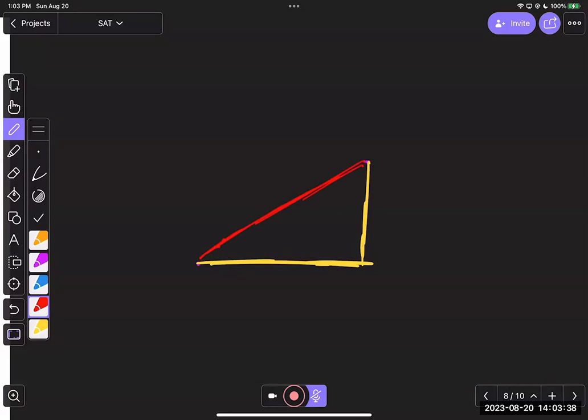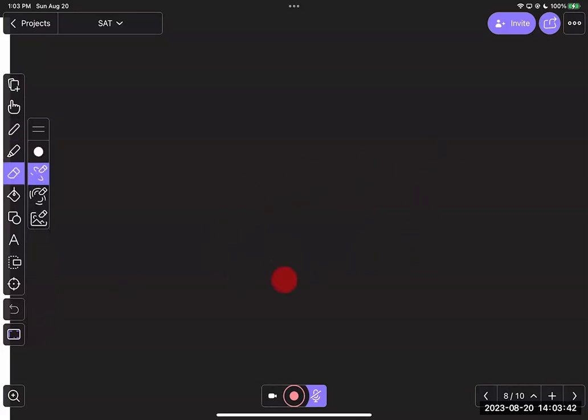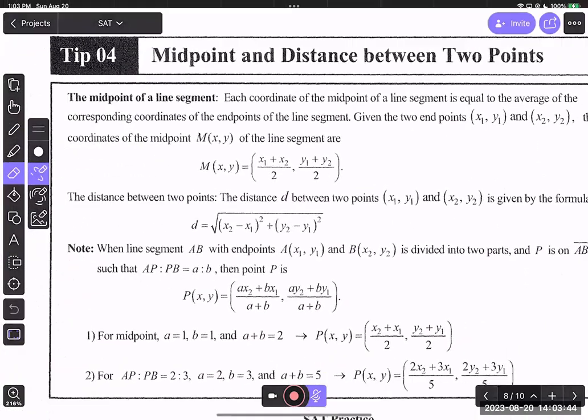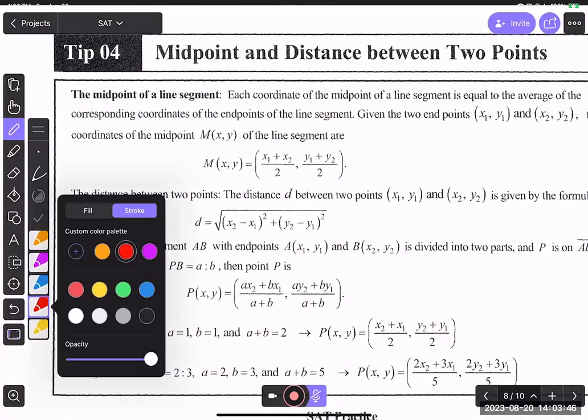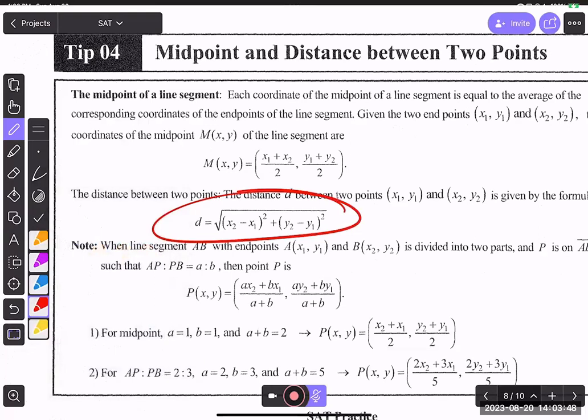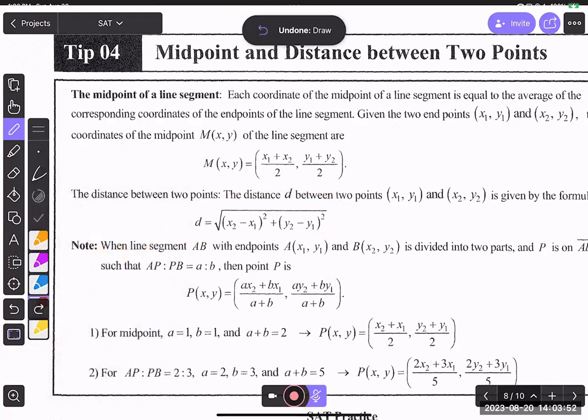So whenever you're being asked for a distance between two points, just think about the right triangles that get made there. I don't like being too dependent on formulas. Don't memorize this formula because you don't need to. Just understand the idea that when you're finding distance between two points, it simply means you're doing a right triangle. That's it.